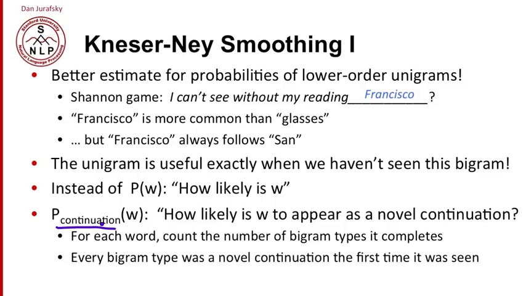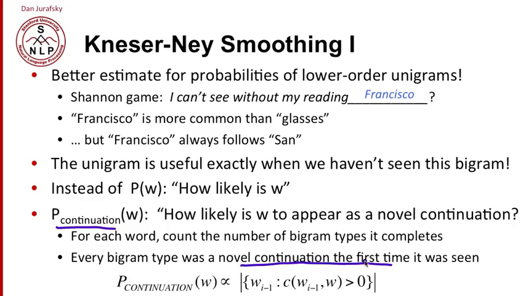In other words, each bigram type is a novel continuation the first time we see this new bigram. In other words, the continuation probability is going to be proportional to the cardinality of this set, the number of words, of preceding words, w_{i-1}, that occur with our word. So how many words occur before this word in a bigram? How many preceding words are there?